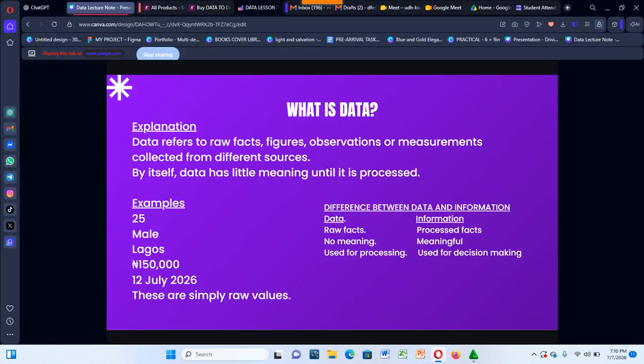Another one is use. Data is used for processing, you need to process data before you can derive something good from it. Information is used for decision making. After we've analyzed everything and gotten something tangible from the data, we use that analysis to make a decision that will actually help us in some way. Those are some differences between data and information.